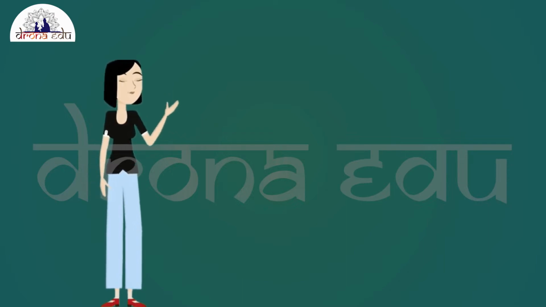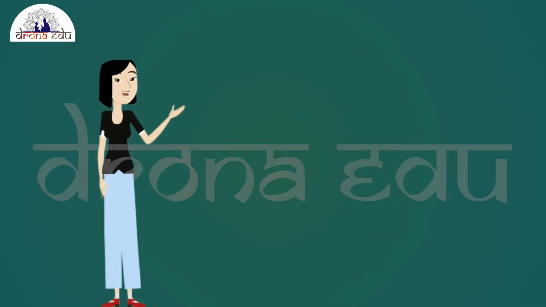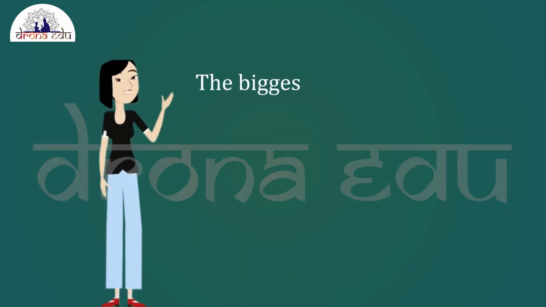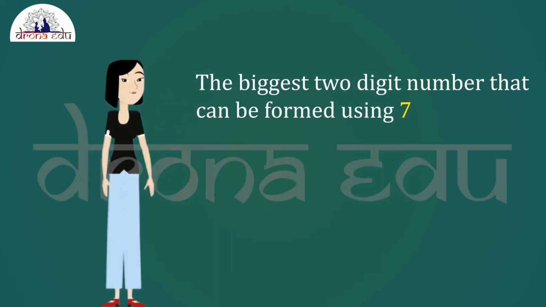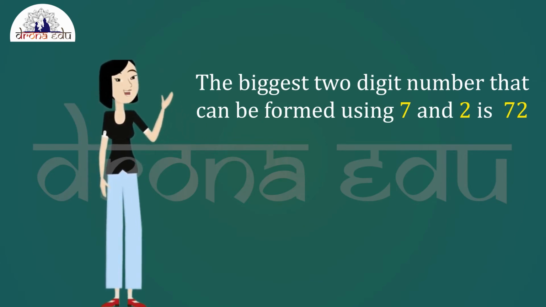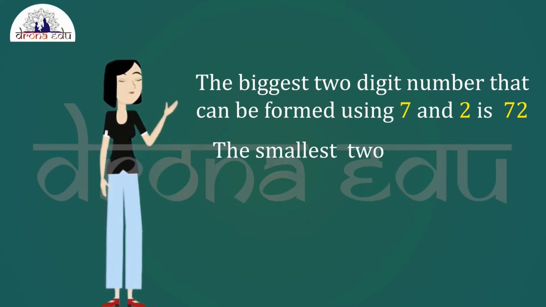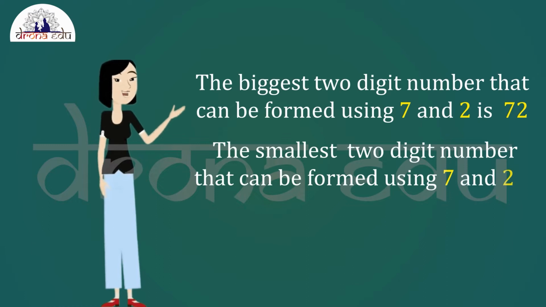Try to write the biggest and smallest number from the given digits. For example, let us write the biggest 2-digit number that can be formed using 7 and 2. In this, the biggest number will be 72. What about the smallest? The smallest 2-digit number which can be formed using 7 and 2 is 27.